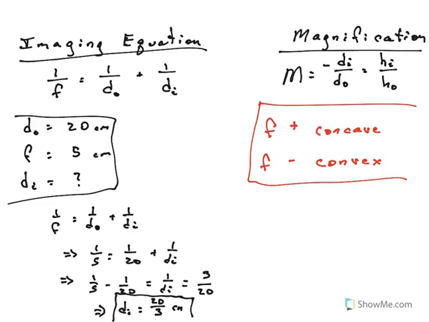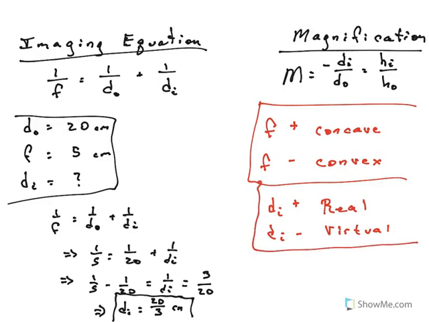Now, what about our characteristics? How do I do this? Well, the first thing to note is a real image is an image whose image distance is positive. So if you're doing this calculation, you calculate your image distance. If it's a positive number, then it's a real image. If your image distance turns out to be negative, it's a virtual image. So, for our problem, we got a positive image distance. So, for right now, I know this is real.